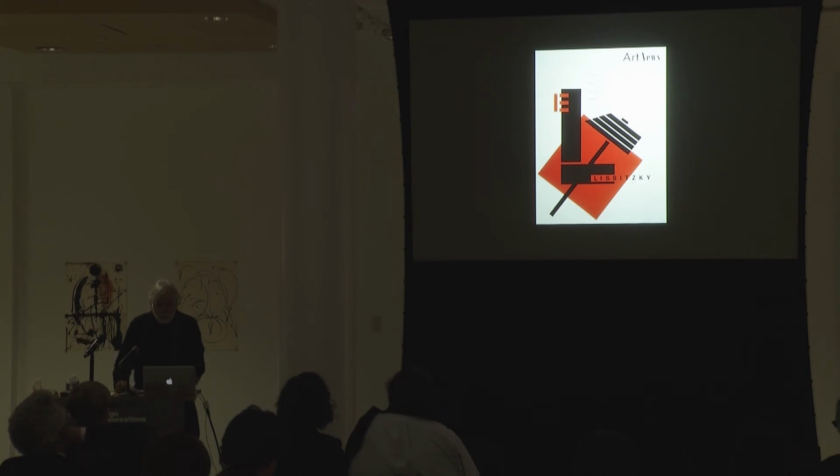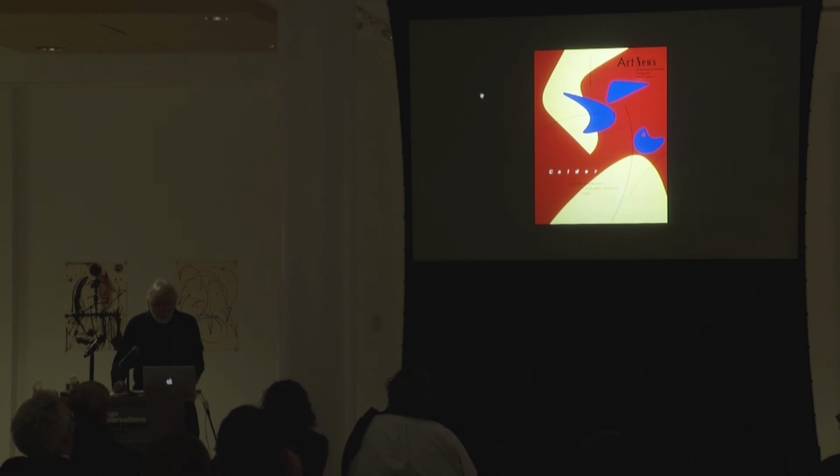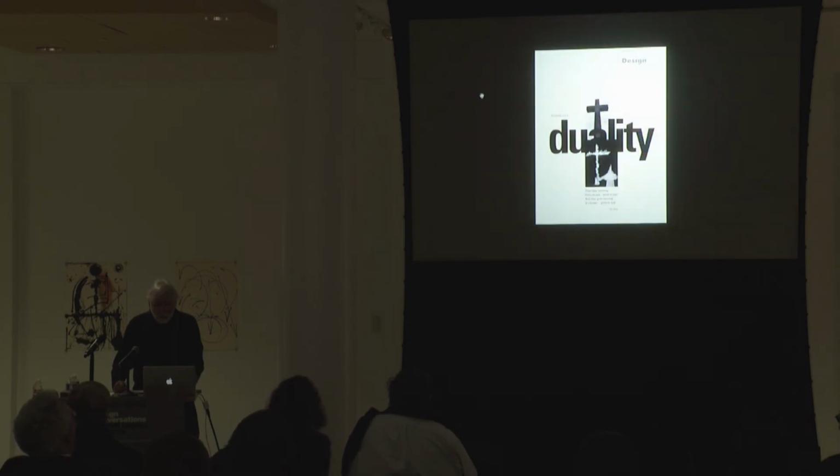I mean, there was an arts news, but we just named it that. So this was about Lissitzky. And it also had to include a quote by that person. This was on Paul Rand. This was on Calder. And this was a fascinating one. It was an interpretation of a Paul Rand quote.